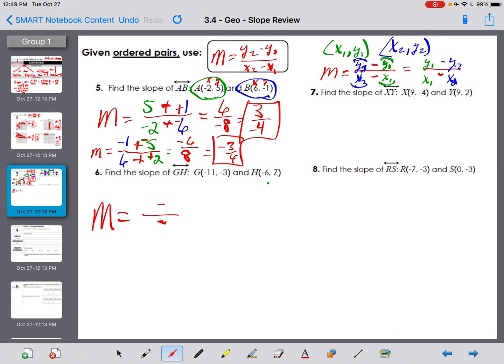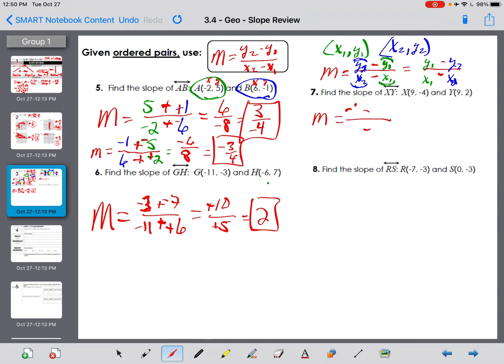So let's do 6. So write down the slope monster. If you got to find slope, you need the slope monster. Y on top, negative 3. X on bottom, negative 11. Y on top, 7. X on bottom, 6. Negative 3 minus 7, let's get more negative, it's negative 10. Negative 11 plus 6 makes negative 5. Negative negative makes positive. 5 goes into 10 2 times. Okay. Pause it, try 7, and try 8.